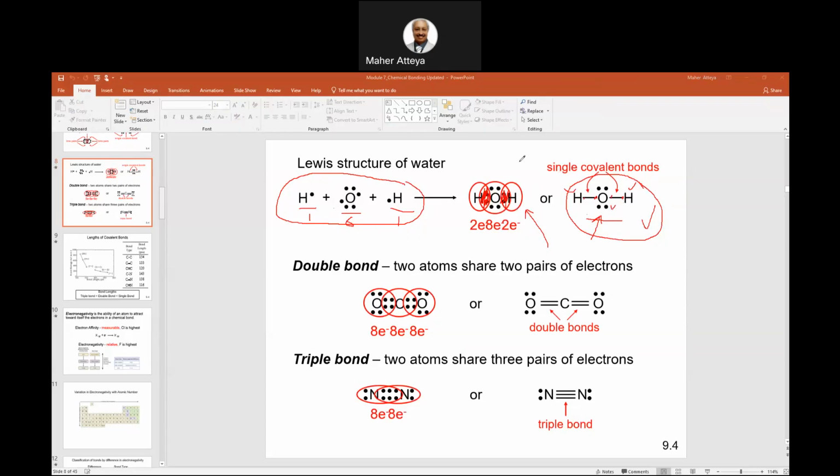So we have this example here, let me just take it out. Look at this one. This one is a single bond, a single covalent bond, and sometimes it is called what? Called sigma. S-I-G-M-A.